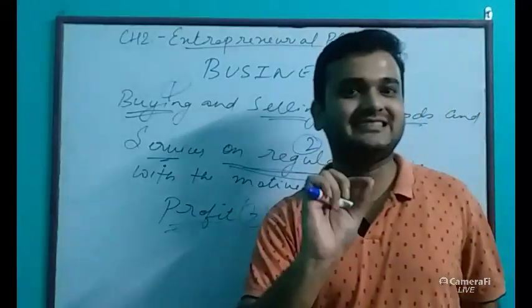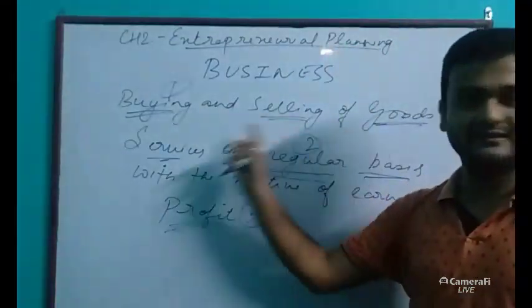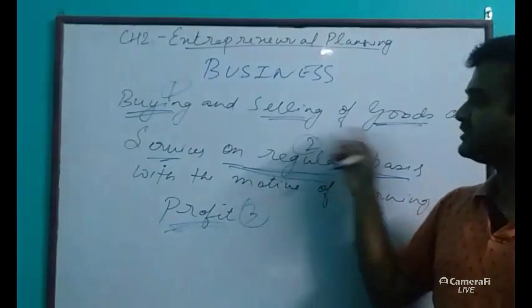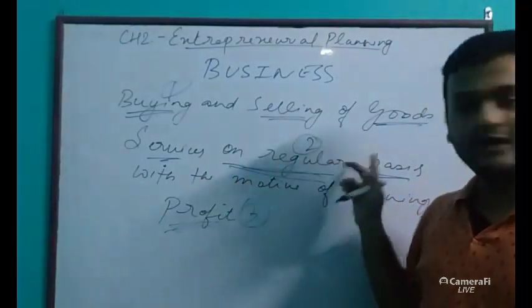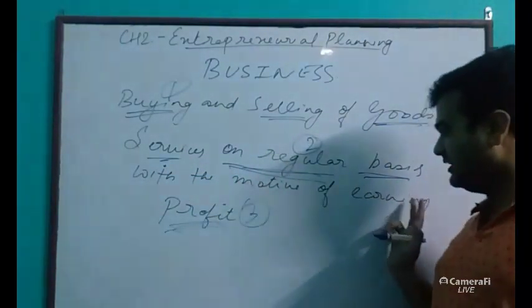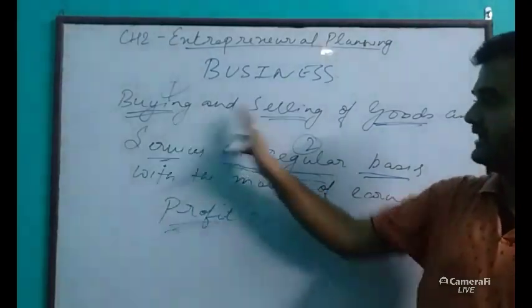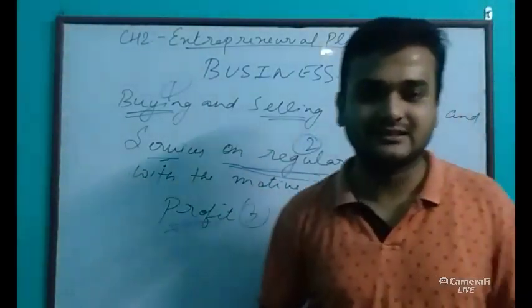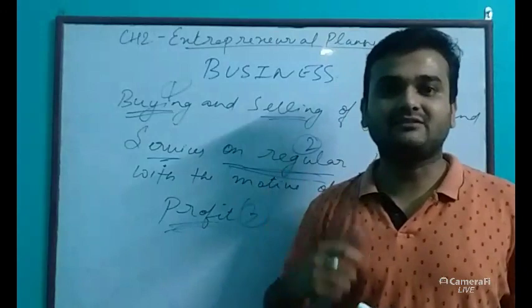Very easy to learn. I've even numbered it. Buying and selling of goods and services on a regular basis with the motive of earning profit. 1, 2 and 3. Copy this down fast. Copy this, and then I'll start with profession.